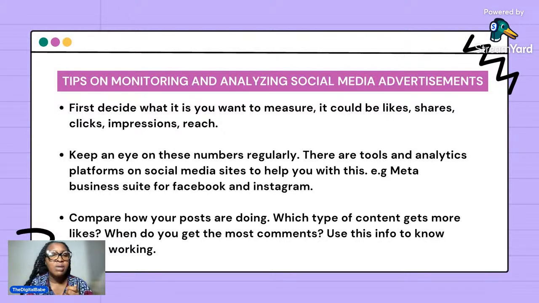And then the second step on monitoring your analytics: keep an eye on the numbers regularly. There are lots of tools that you can use to check it. I already mentioned Meta Business Suite, and you can use Hootsuite as well, just that it is also a paid platform. So unless you want to pay for it, I advise that you use Meta Business Suite. And the third point here says compare how your posts are doing.